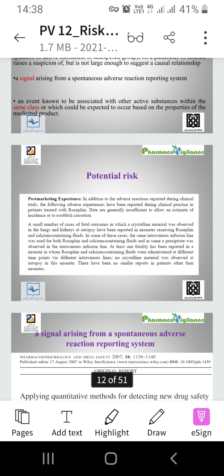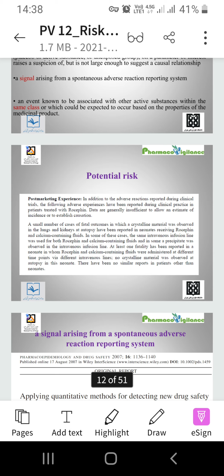The potential risk example, post-marketing experience. In addition to the adverse reactions reported during clinical trials, the following adverse experiences have been reported during clinical practice in patients treated with Rocephin. Data are generally insufficient to allow an estimate of incidence or established causes.